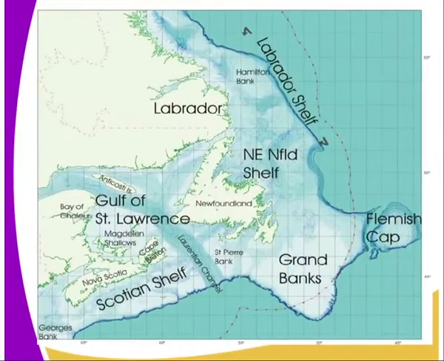Let us look at the Scotia shelf. It is there, you can see it. We also have the Labrador shelf. You can see it there. All those are the shelves that favor the growing of fish in the area.